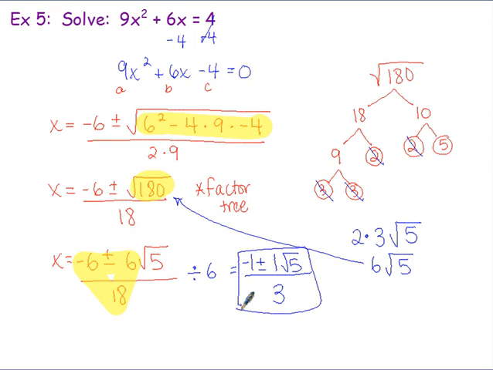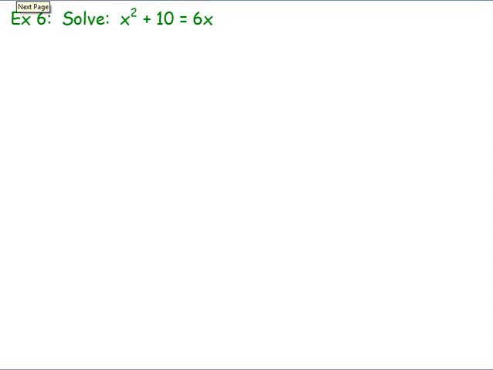Let's look at the very last problem. You should have started this one by subtracting 6x from both sides. You should have had x squared minus 6x plus 10 equals 0. Your a is an imaginary 1. Your b is negative 6. Your c is positive 10.